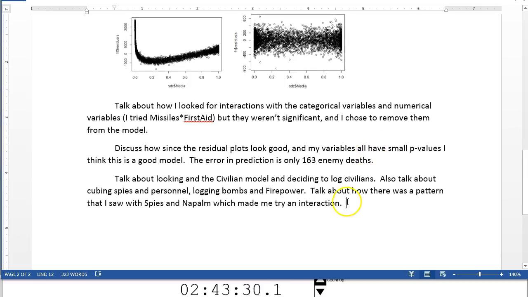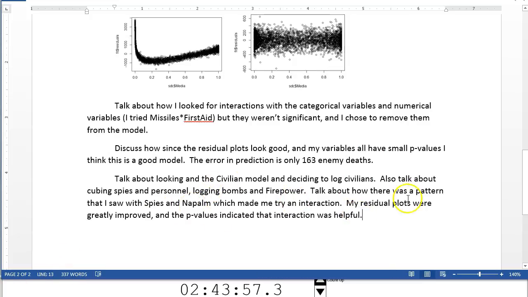The big difference here for me was I had an interaction with spies and napalm. So I'm going to talk about how there was a pattern, and I tried that, and afterward I noticed how those residual plots were better, the p-values were significant, and so yes, that interaction is helpful and needed in my model.